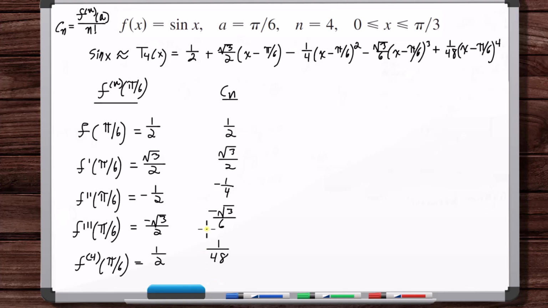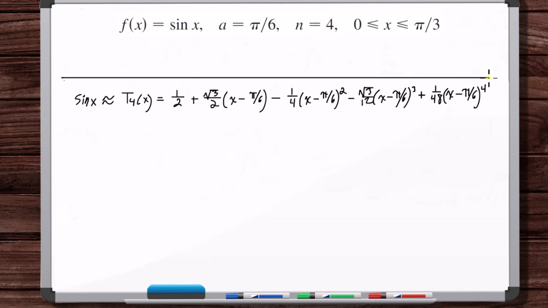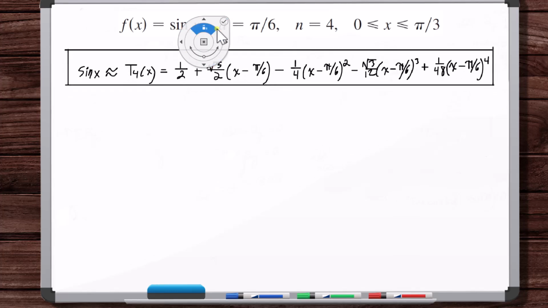Okay, let's see. Here, this was over 3 factorial. This is over 2 factorial. This is over 3 factorial. 3 factorial is 6, but 6 times 2 is 12. All right, okay, there we go. So there is the Taylor polynomial, the fourth order Taylor polynomial.